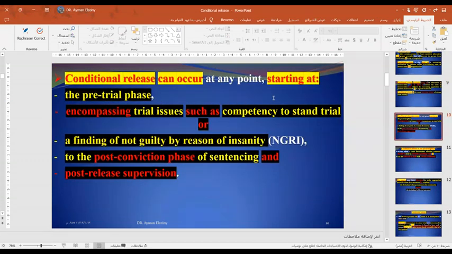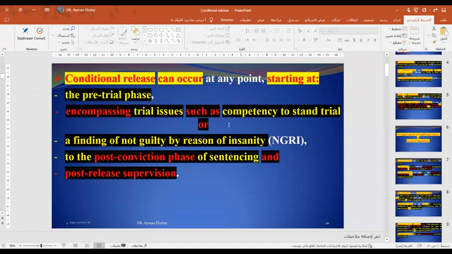Conditional release could be applied at any point, starting at the pretrial phase, encompassing trial issues such as competency to stand trial or a finding of not guilty by reason of insanity, to the post-conviction phase of sentencing, and also in the stage of post-release supervision.